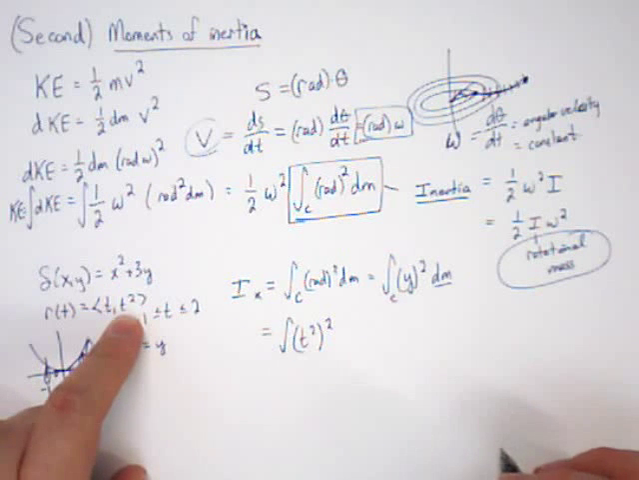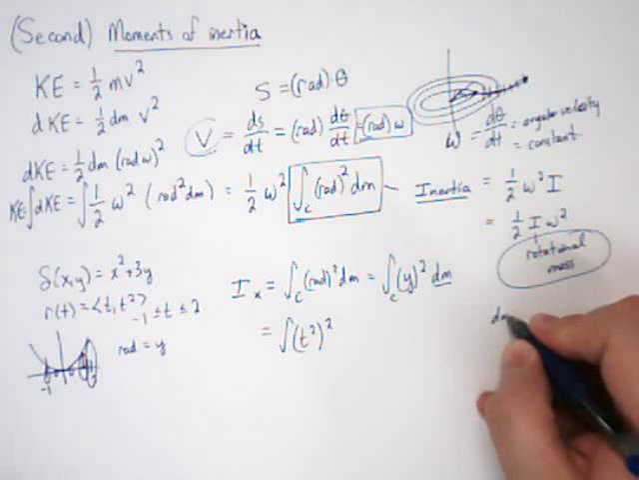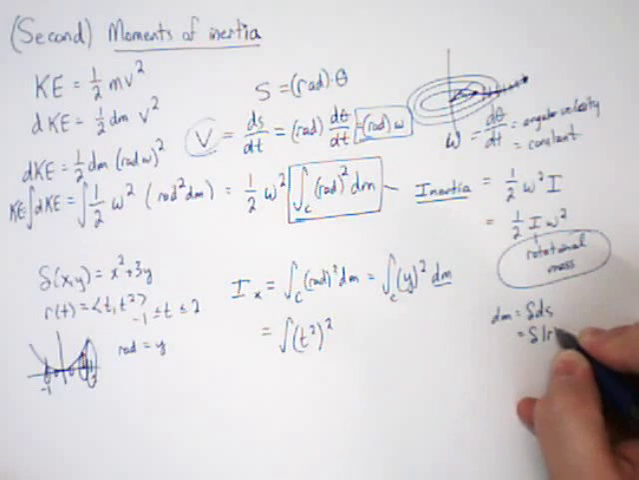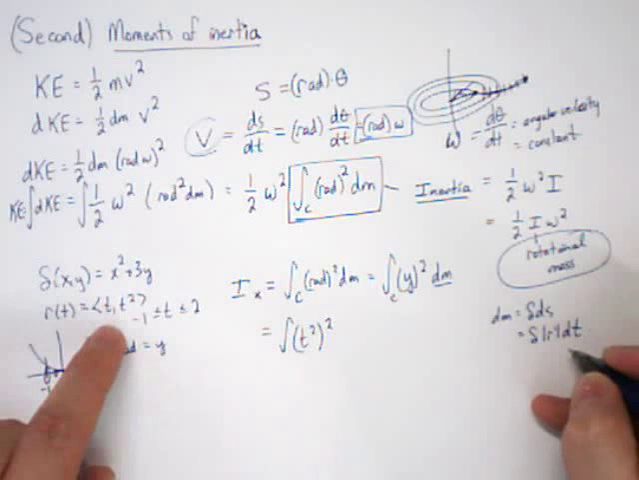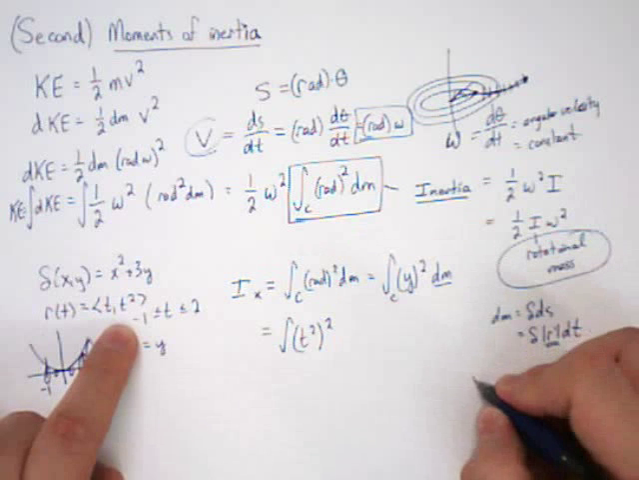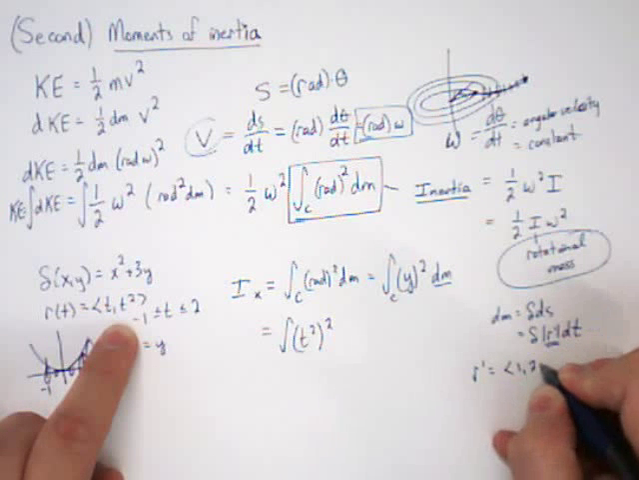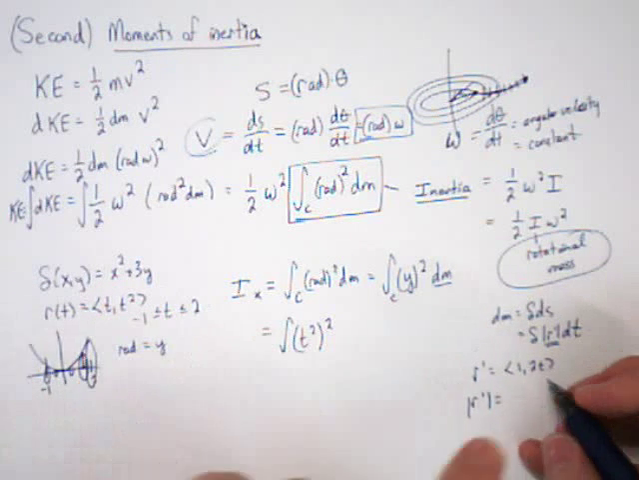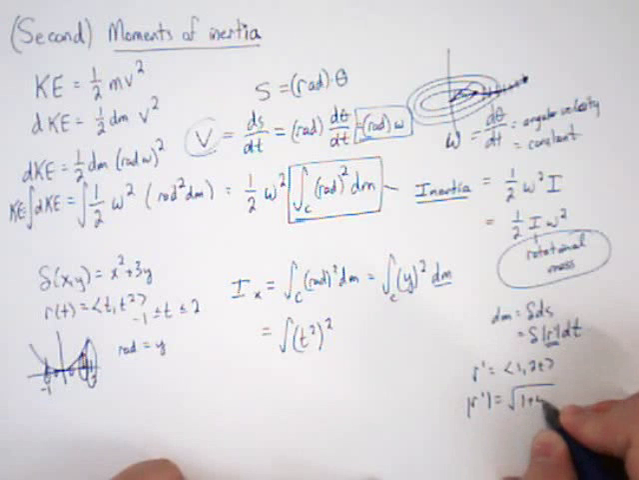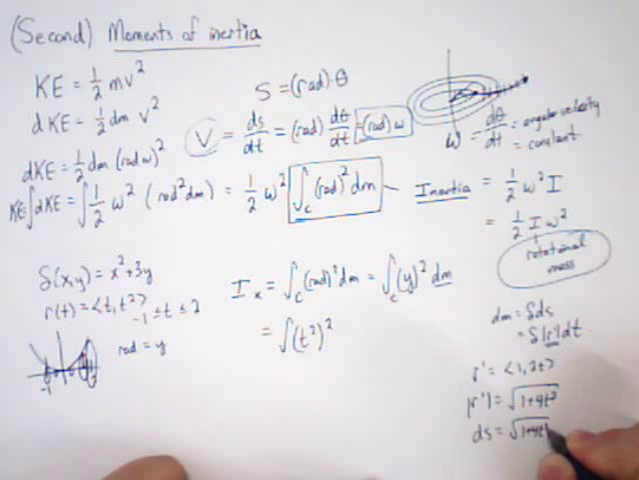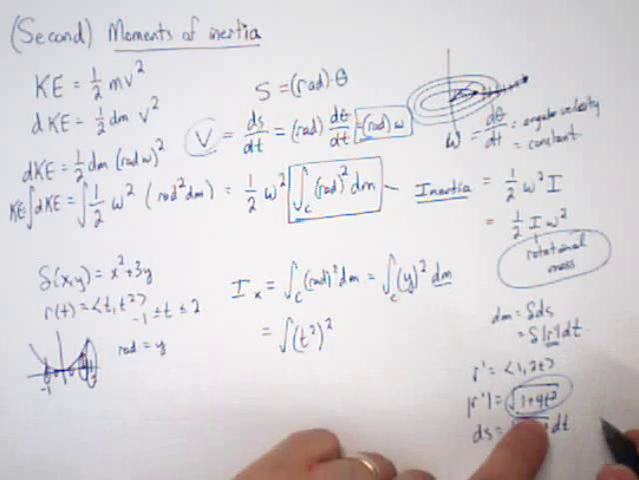I do need to find dm. How do you get dm? Well, to get dm, recall dm is delta ds, and that's delta times the magnitude of r prime dt, which means I need to come back here and find out what the magnitude of r prime is. So r prime is 1, 2t. The magnitude of r prime is the square root of 1 plus 4t squared, which means I know what ds is. It's the square root of 1 plus 4t squared dt. I really just need that quantity.